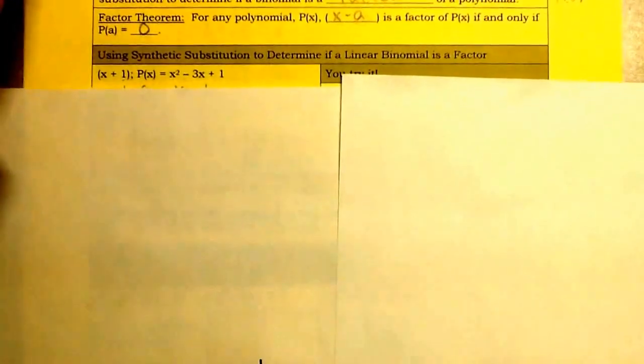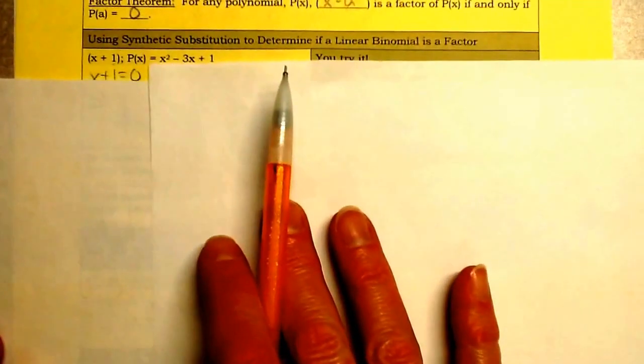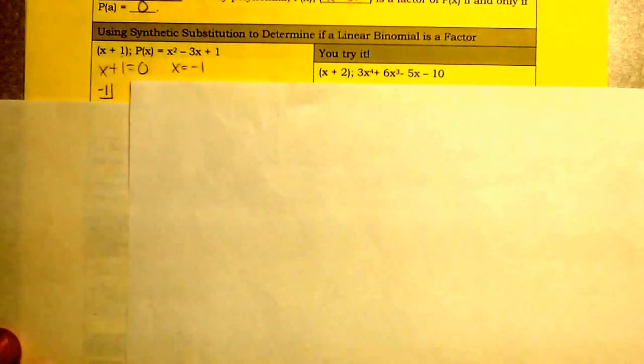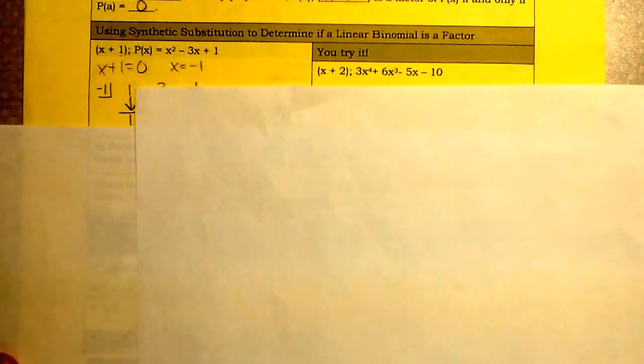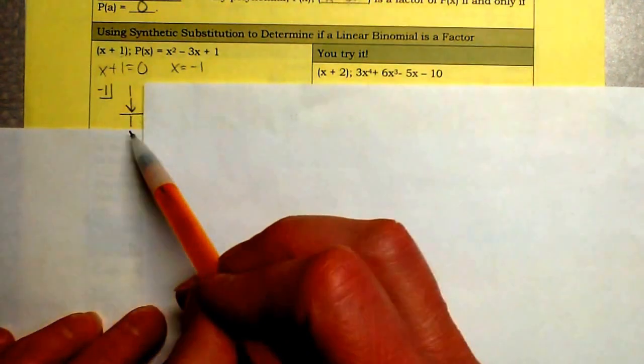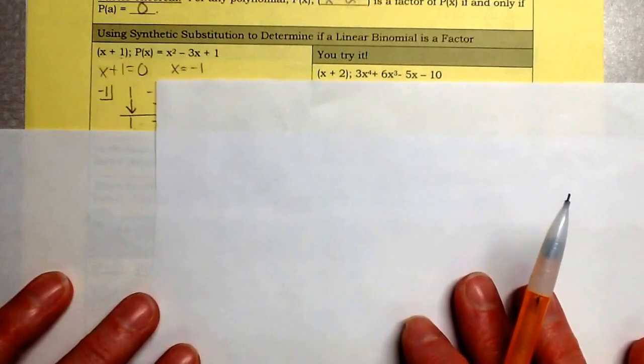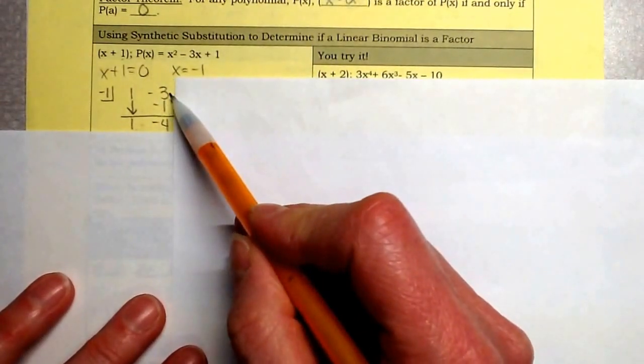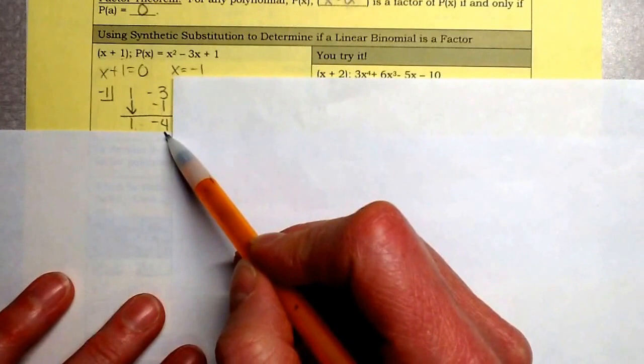Instead of doing long division, we can use synthetic division and look to see if the remainder is 0. So we set that up by setting x plus 1 equal to 0. That's the number that goes in the backwards L. And x is negative 1, so we're going to put that here. And then we're going to put the coefficients, 1, negative 3, and 1 in the first line. The first step is we drop that 1 down. And from there we multiply the 1 times negative 1. That's going to give us a negative 1, which goes right underneath that negative 3. And then we add down the column to get negative 4.